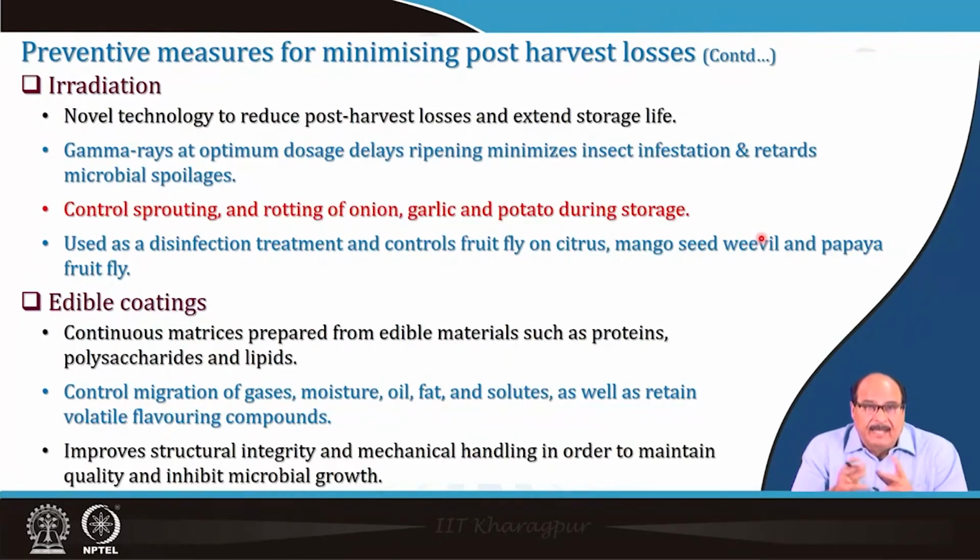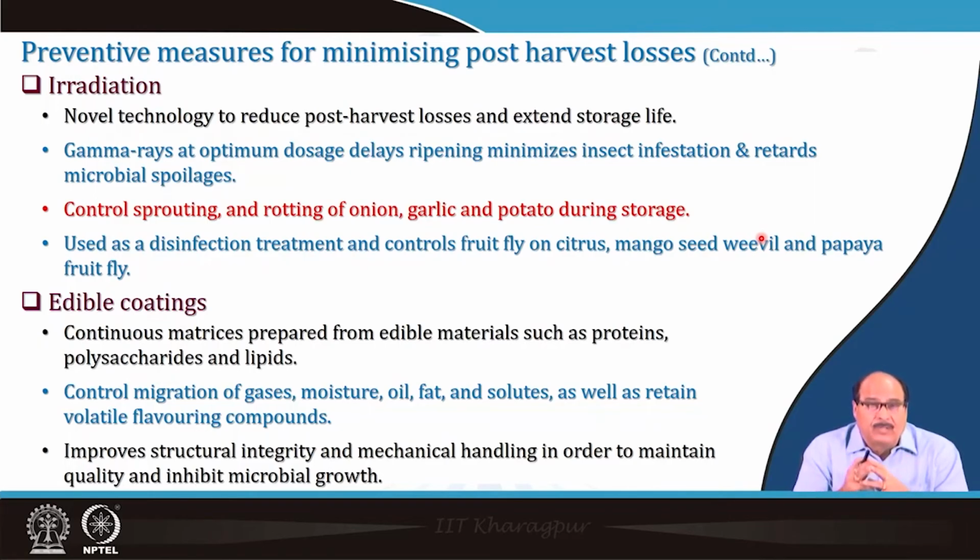Then irradiation is another novel technology to reduce post harvest losses and extend the storage life. Again we will take up irradiation separately. Gamma rays at optimum dosage delay ripening, minimize insect infestation and retard microbial spoilage. It controls sprouting; it has been proven a very effective method for controlling sprouting in onions, garlic, potato, etc. during their storage. Insect infestation of spices, etc. can also be controlled by irradiation. It is used as a disinfestation treatment and controls fruit fly in citrus fruit, mango seed weevil and papaya fruit fly, etc.